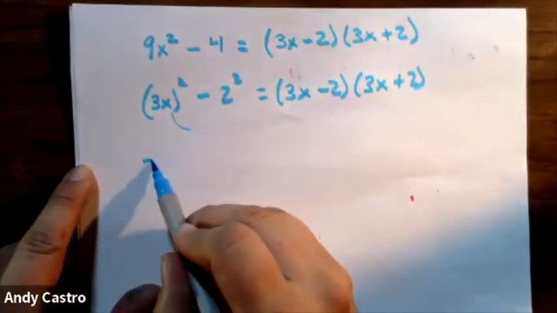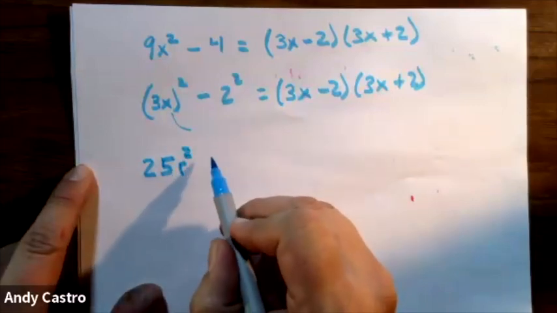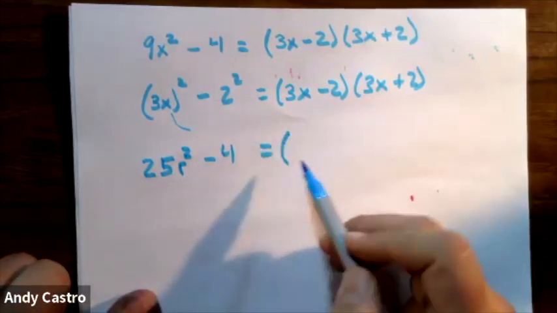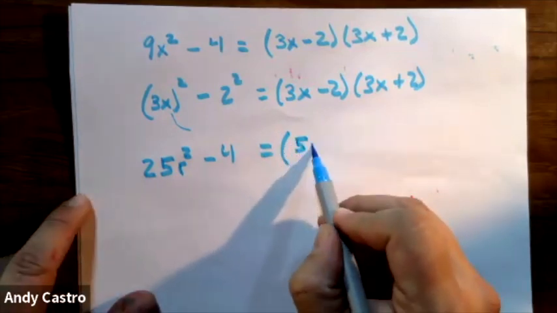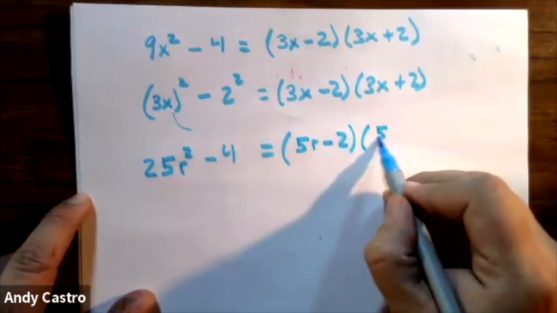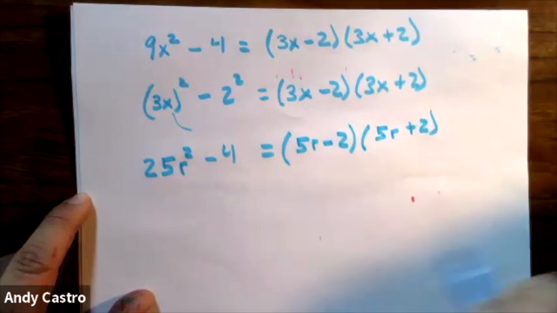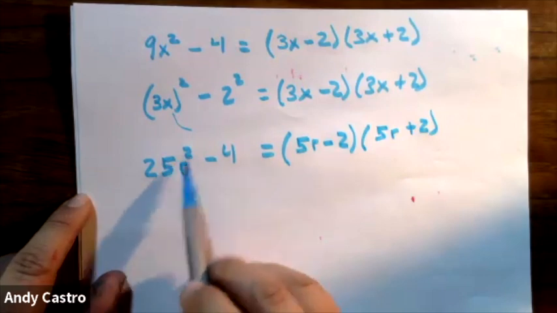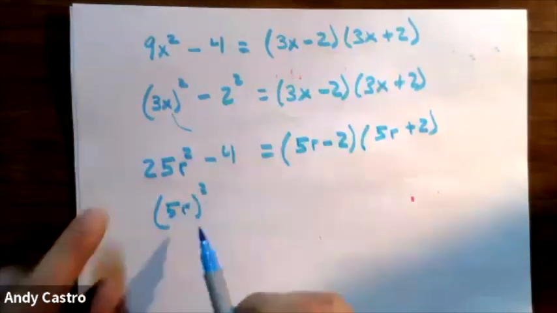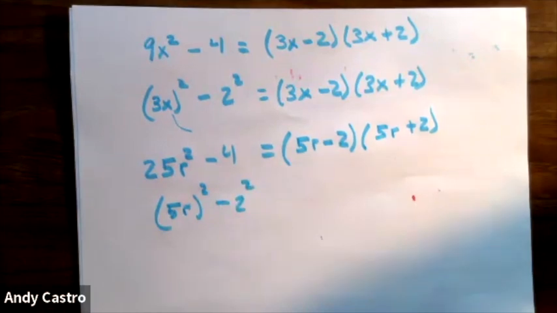All right, 25r squared minus 4. That's going to be 5r minus 2 times 5r plus 2. And how did I get that? 25r squared, what's the square root of that? It's 5r. So if I square that, I get 25r squared, minus the square root of 4, which is 2. 2 squared there.